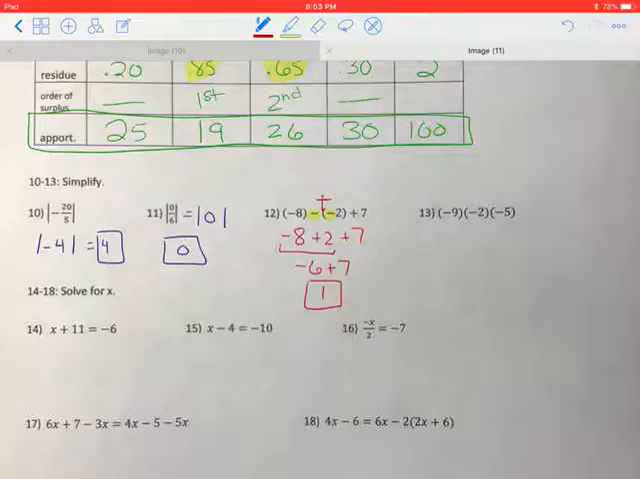13 is also an integer operation. This is all multiplication. So I start with my first 2. That multiplies to give me a +18. And then 18 times -5 multiplies to give me a -90.